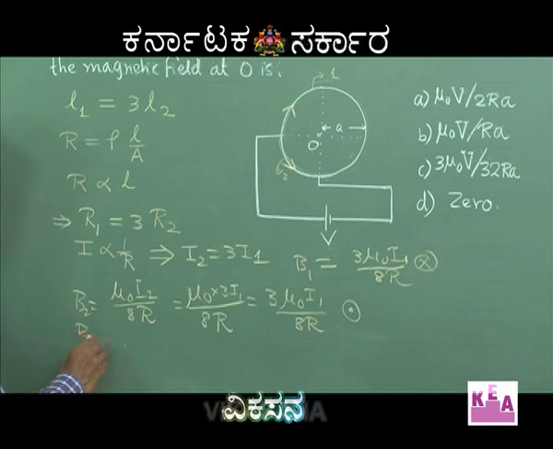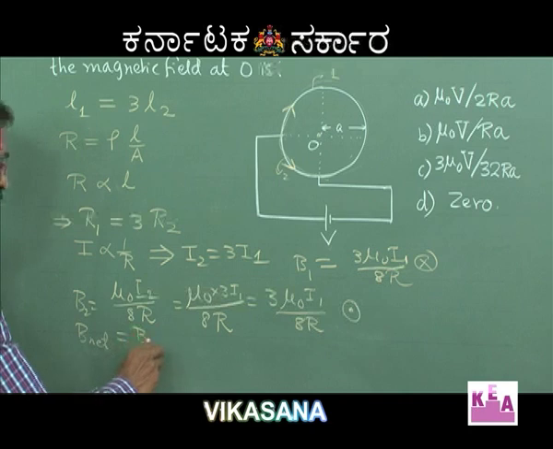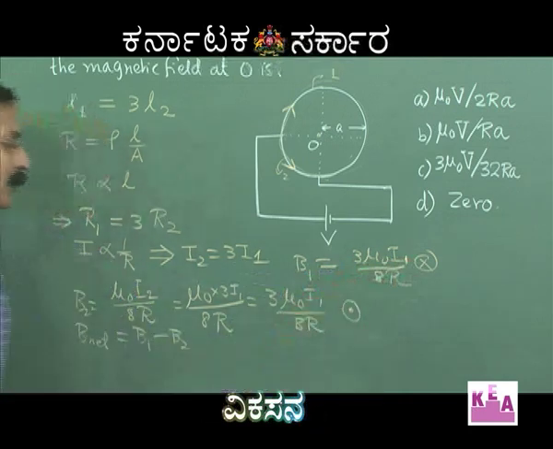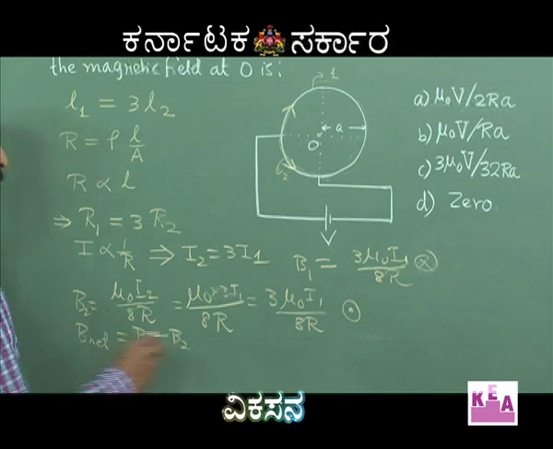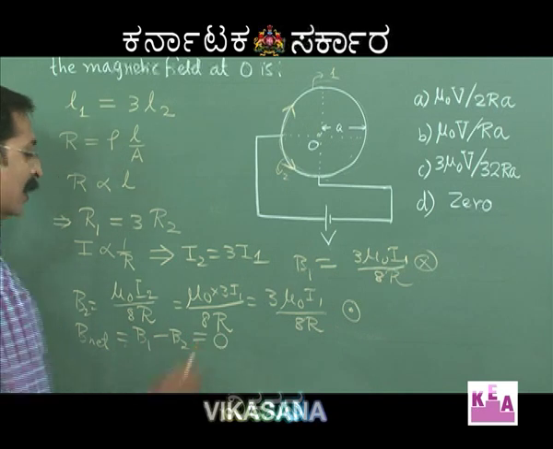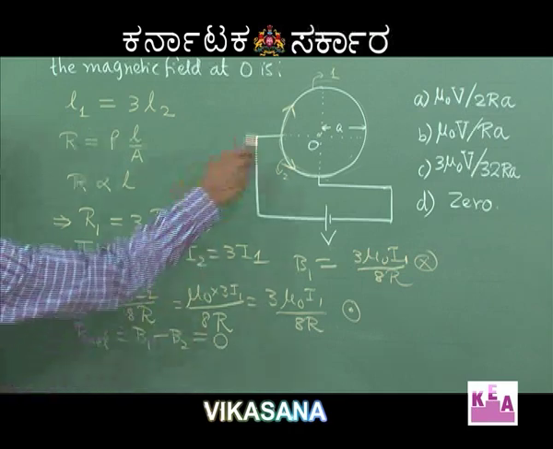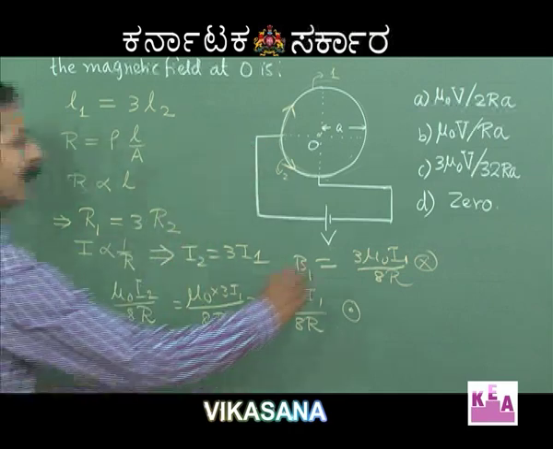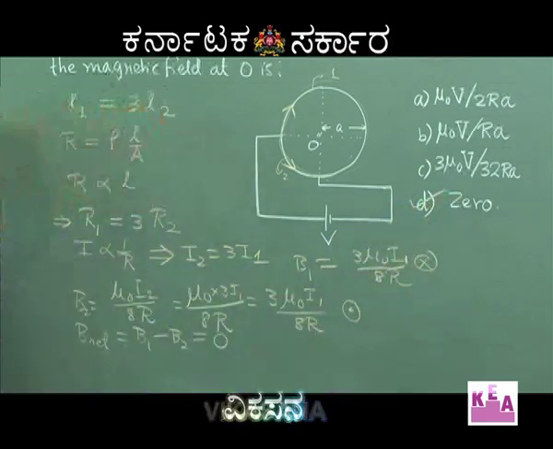Therefore, the net magnetic field at O should be B1 minus B2, because they are in opposite directions, but B1 equals B2, therefore I get 0. The net magnetic field at O is 0. The option is D, 0.